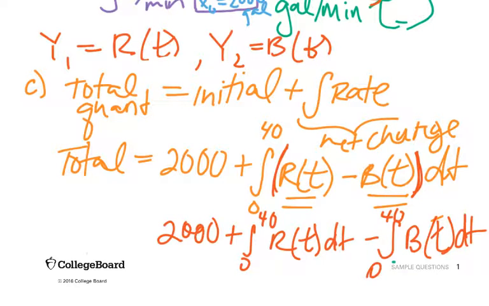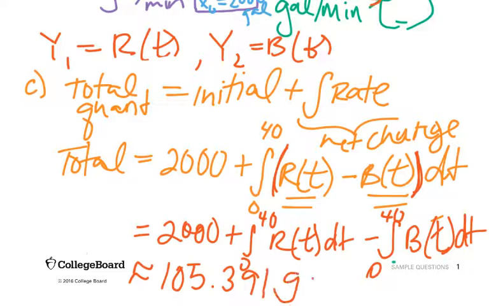And again, don't do this by hand, use your calculator. So when you plug this in your calculator, you're going to get 105.391 gallons. So let's talk about how this is scored.